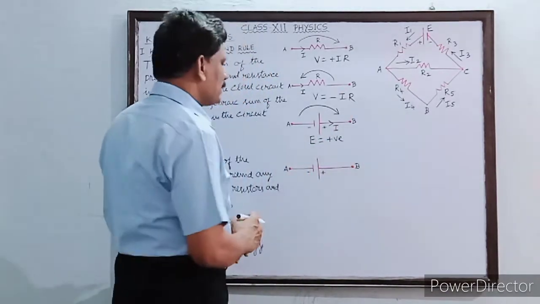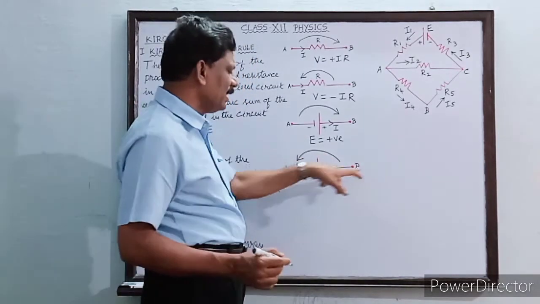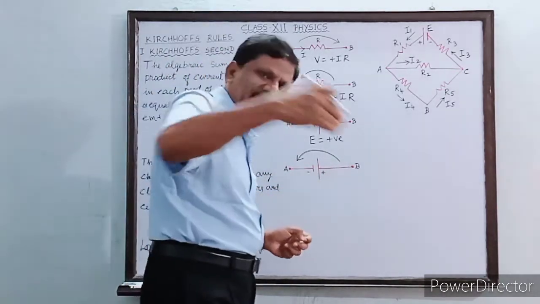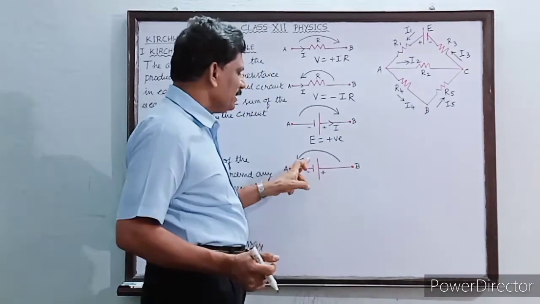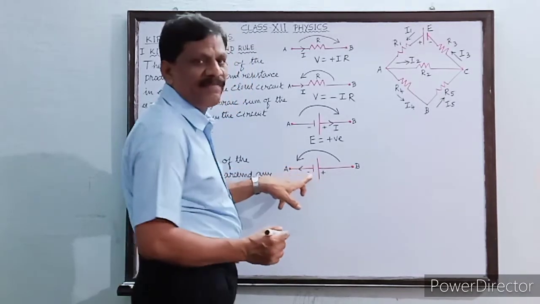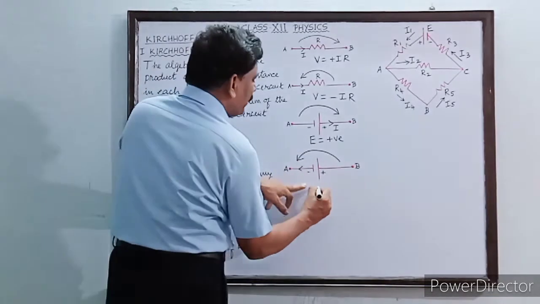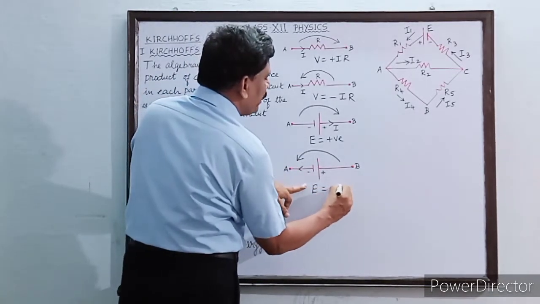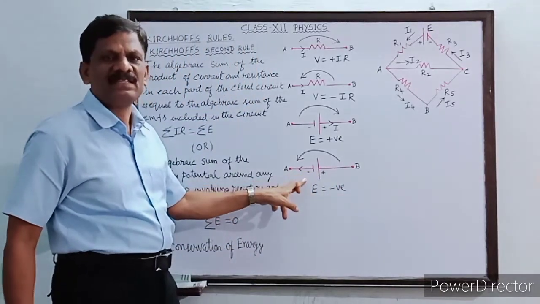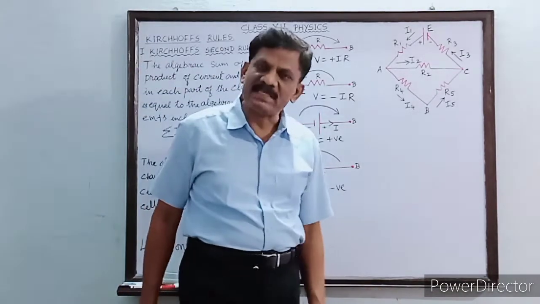Suppose I am proceeding from B to A, inside the loop. Inside the loop there will be some cells also. In that part of the loop, when I proceed from B to A in this direction, the current is leaving the negative terminal of the cell. So here the EMF of the cell is negative. Whenever the current is leaving the negative terminal of the cell, the EMF of the cell has to be taken as negative. I hope you must have understood.